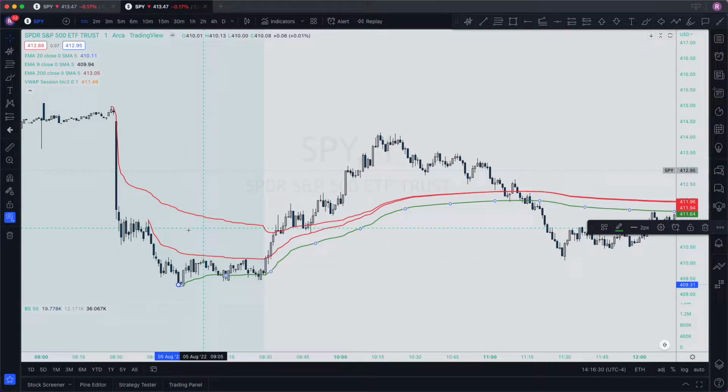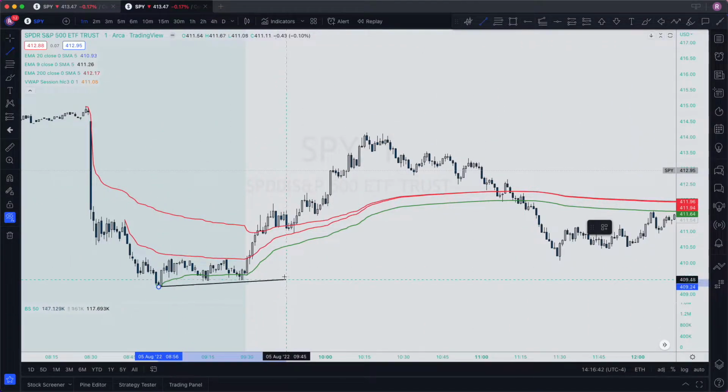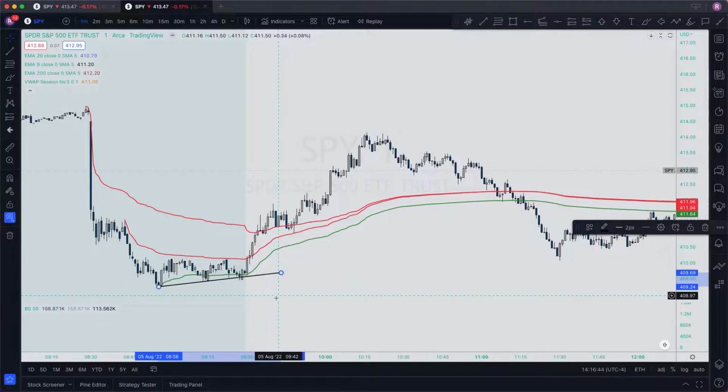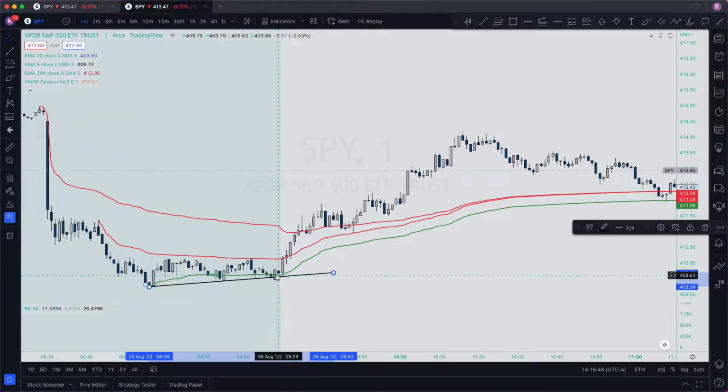And as you can see, as we worked into the morning, right before the bell opened, we were using this anchor as support. The buyers kept stepping in every single time. They were pushing it on support. So we had a little trend going here, a little uptrend line going here. And as soon as the bell opened, we stepped down right into that anchor. And as soon as the bell opened, we took off.